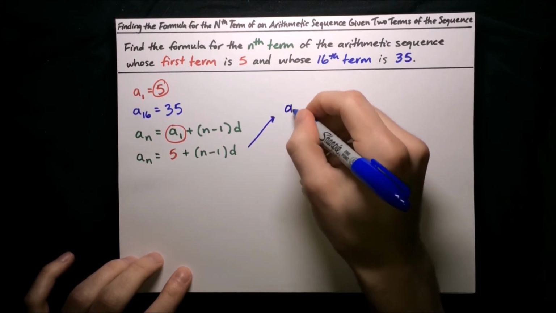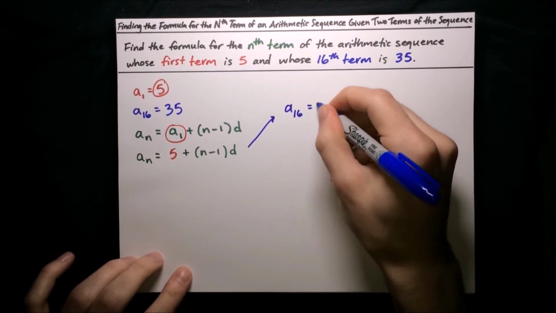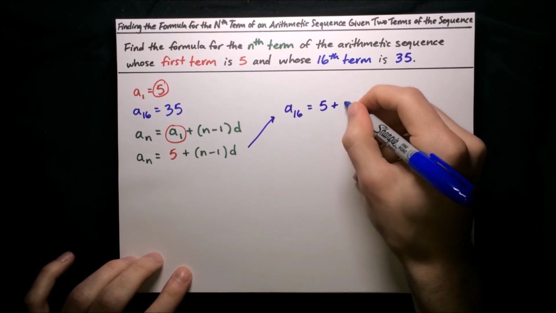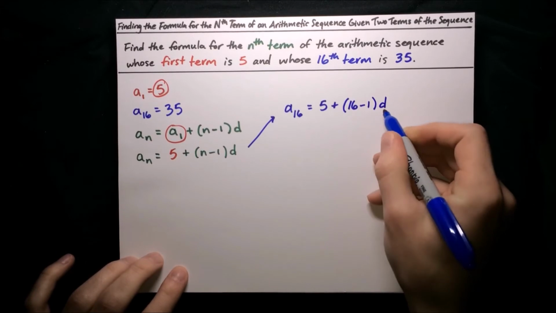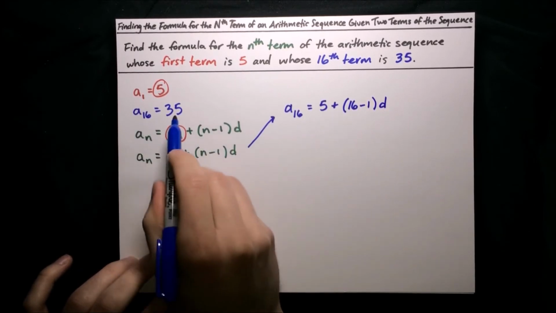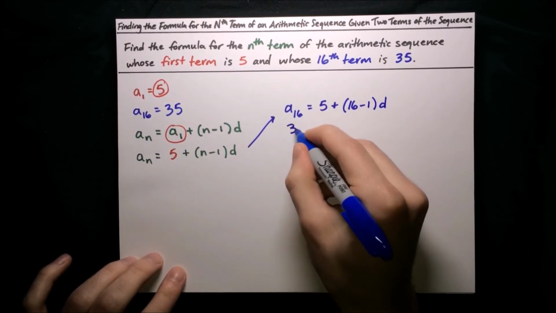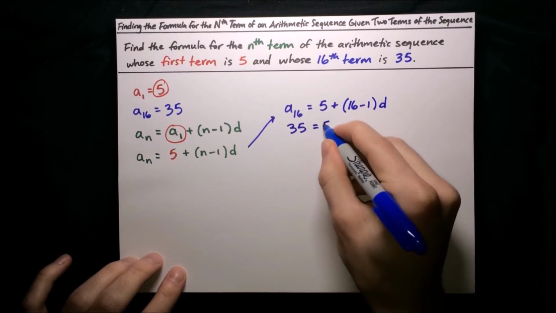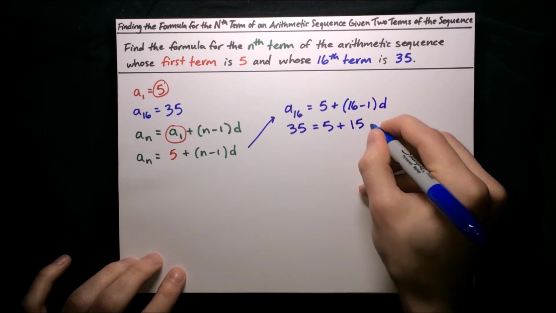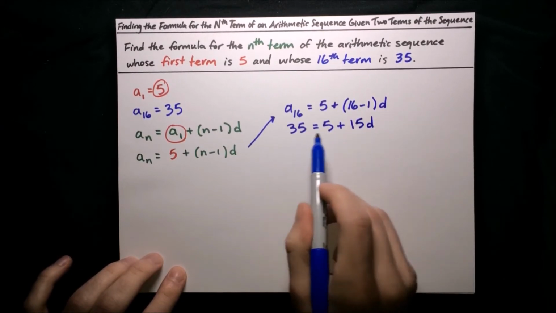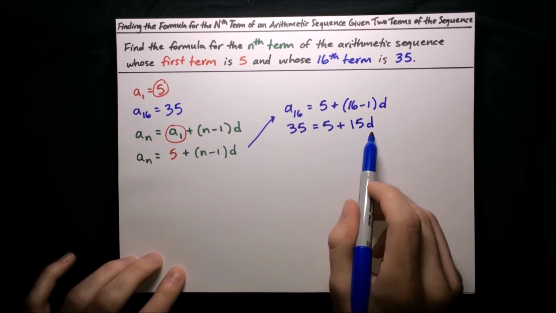So let's move that over here. We'll say a16 is equal to 5 plus 16 minus 1 times the common difference, which we don't know yet, but we do know a16, that's just 35. So 35 equals 5 plus 16 minus 1 is 15 times the common difference. And now we've got an equation that we can just solve for d. So let's go ahead and do that.